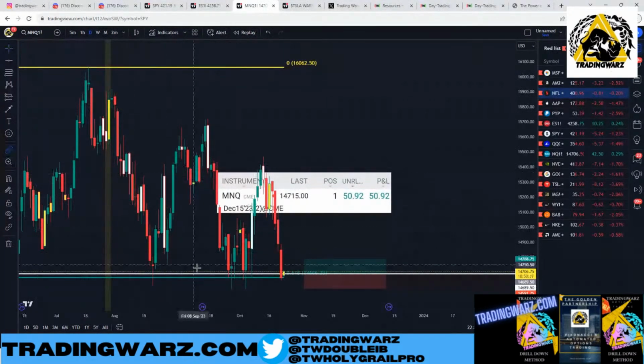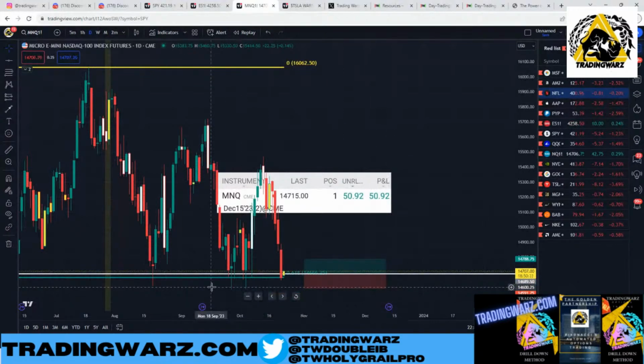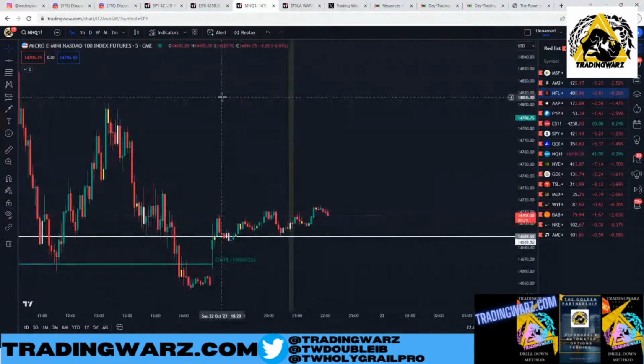So if I lose on this play, I'll be losing roughly $150 or so, $160. So that's not bad at all for a small account with a good potential reward. And if it does stop out, I'd probably look to re-add or look for a new setup.